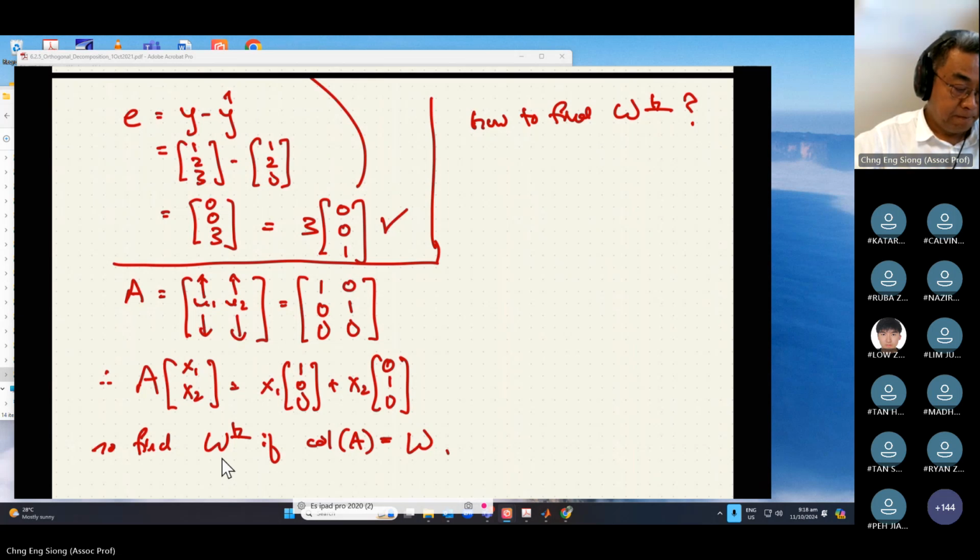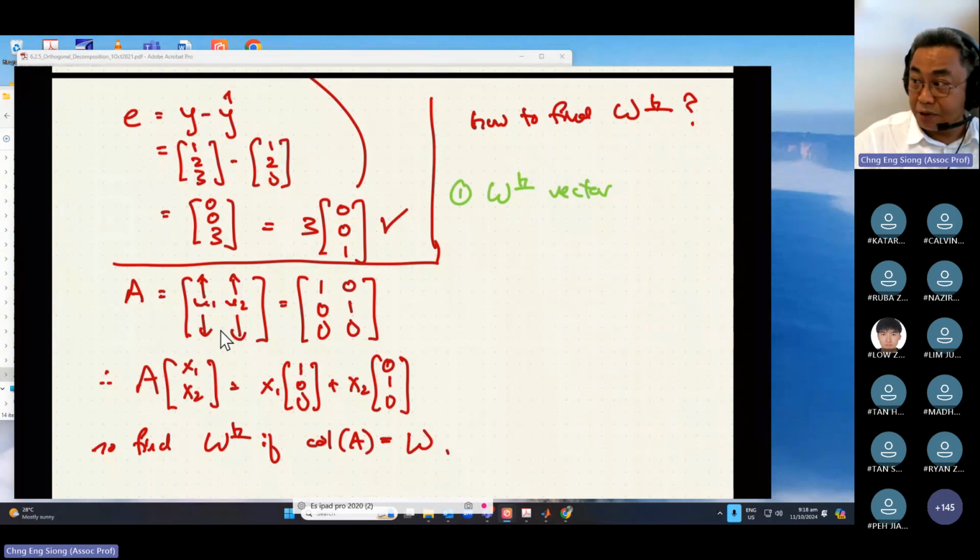Any idea? What are we trying to find? Who is W perp? So the first idea is, W perp's vector must be what? Very good. Yes, it's a null space. And Dion says the null space of A transpose. Very good. So W perp is a vector that is what? Orthogonal to any linear combinations of A.